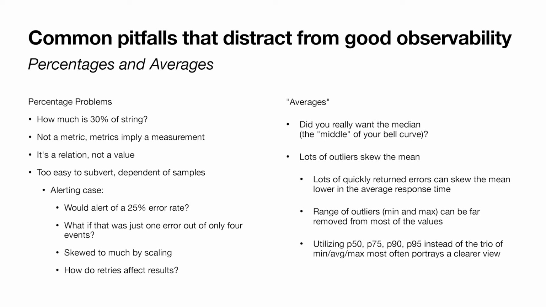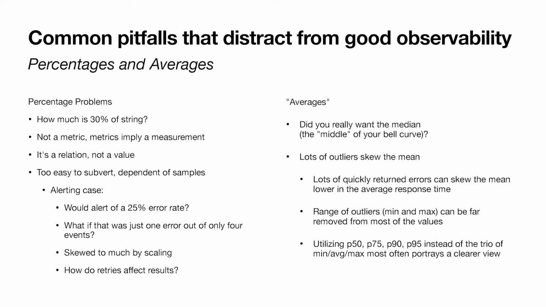They're not a metric, because metrics mean you're measuring something. And they're very easy to subvert. Would you alert on a 25% error rate? Yeah, you might want to do that. Except 25% error rate is 1 in 4. What if I only had 4 requests and only one of them failed? Is one failure really something I want to wake an engineer up for in the middle of the night? Probably not.